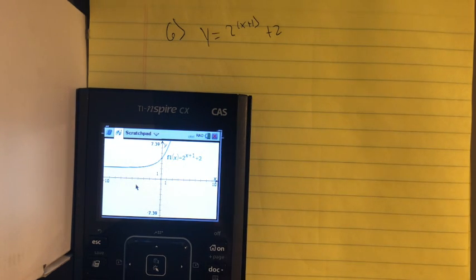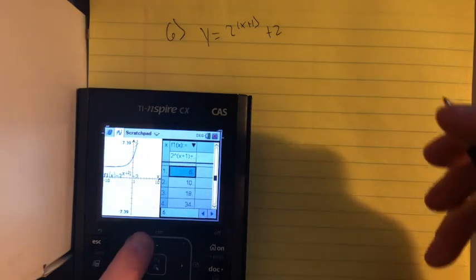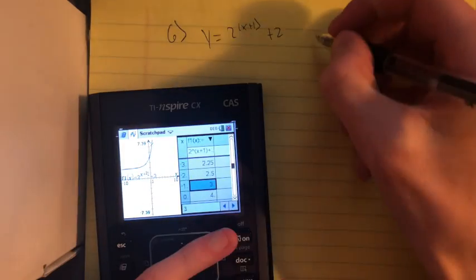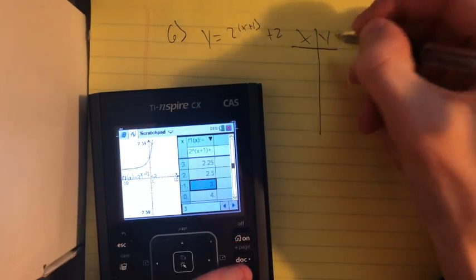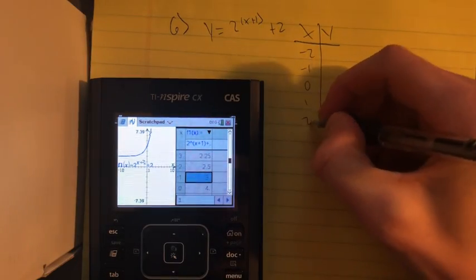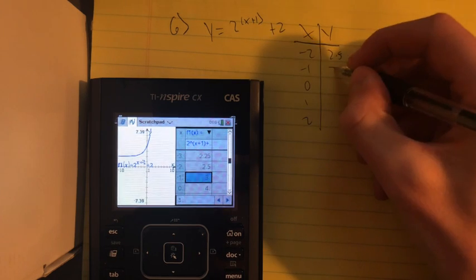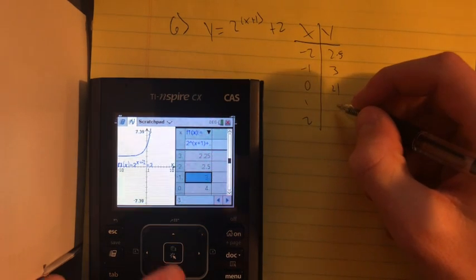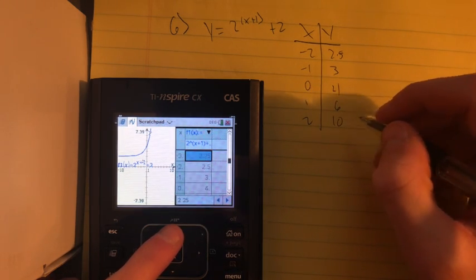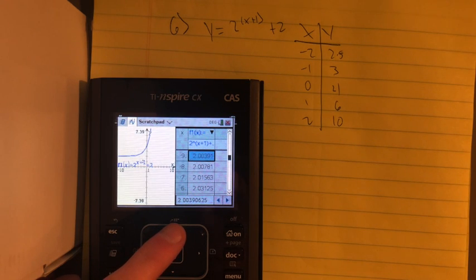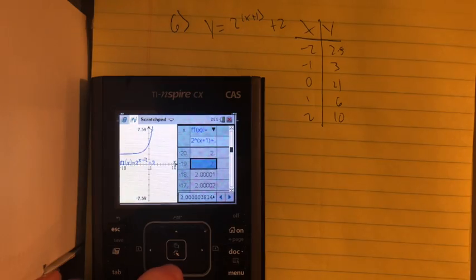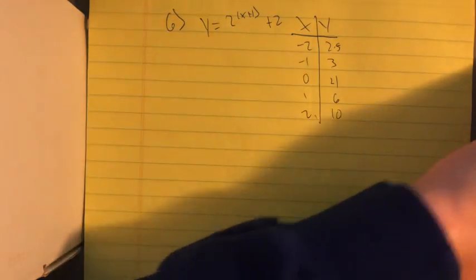And exponential growth. Of course, we're going to do -2, -1, 0, 1, 2 per usual. We've got 2.5, 3, 4, 6, and 10. I have no idea what the asymptote is. The asymptote's going to be 2, I think. Yep.